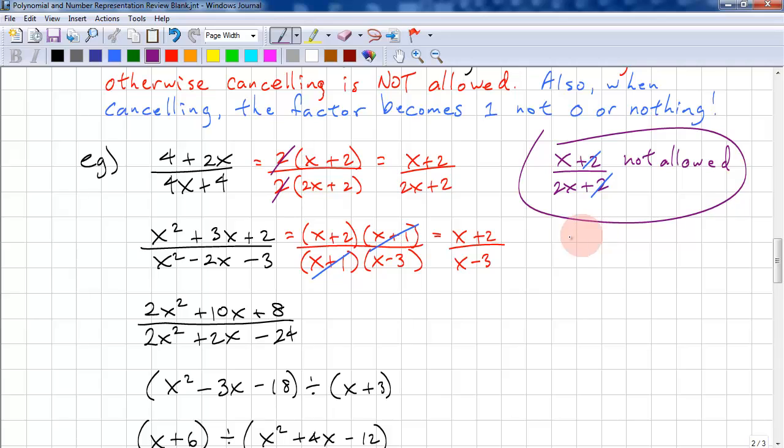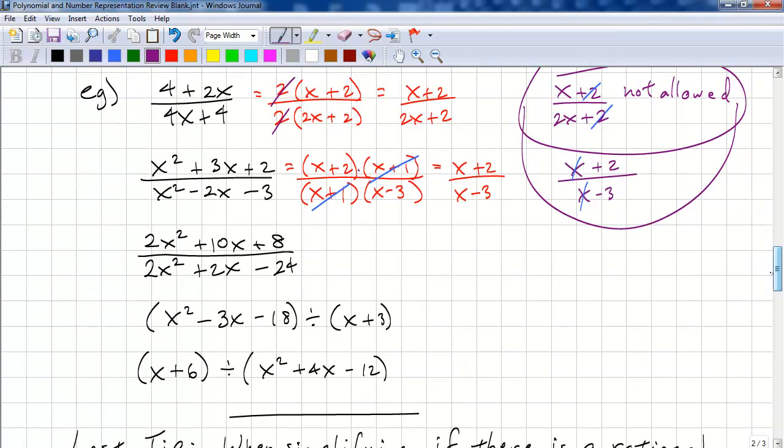And just a reminder, we cannot cancel these out. Again, this is not allowed. There's a plus and a minus between what we're canceling. It has to be strictly multiplies. We have a multiply here, so we're free to cancel the whole thing out. Again, we have a multiply here, we're allowed to cancel that out.